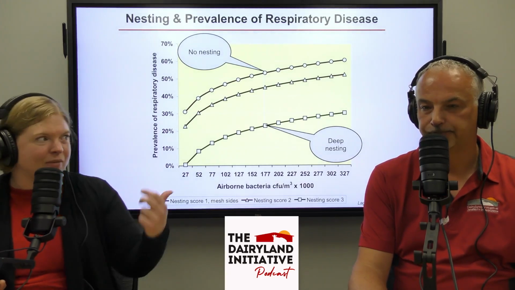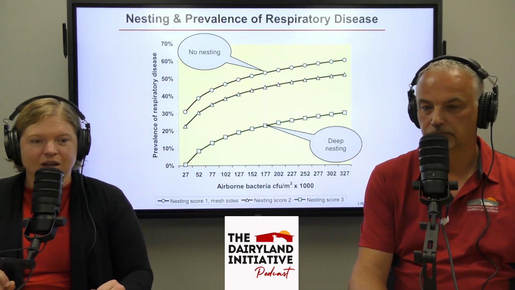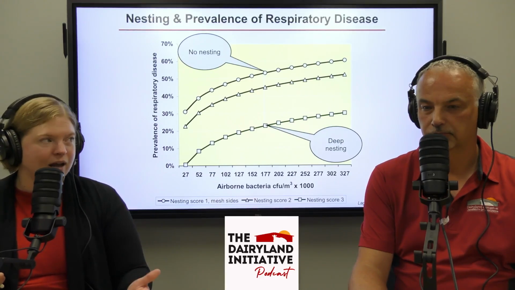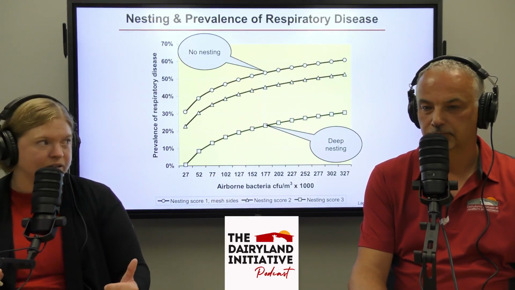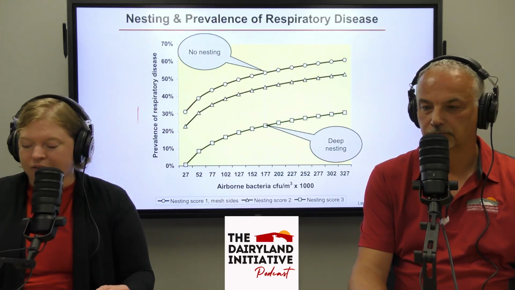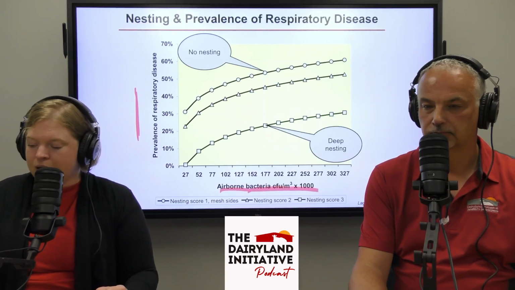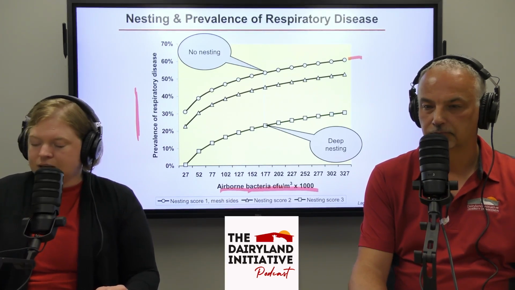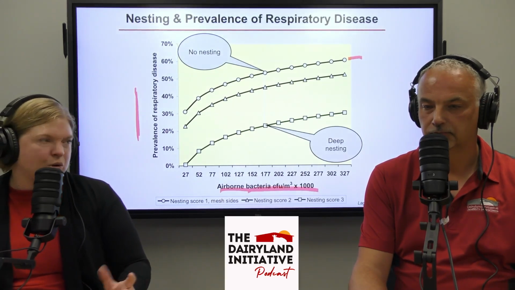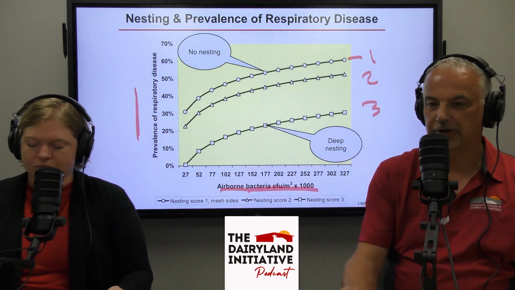Okay. But getting back to that study that Dr. Lago and Dr. Nordland did, they also were looking at nesting score and the prevalence of respiratory disease. So here on the left is prevalence of respiratory disease, and on the bottom, airborne bacteria counts. We've got no nesting at the top, so a nesting score of 1 here, a nesting score of 2, and a nesting score of 3. And it's a big difference, Courtney.